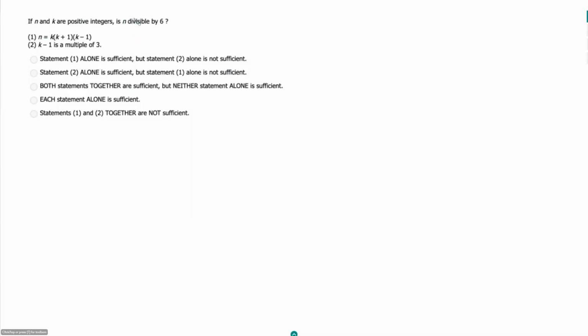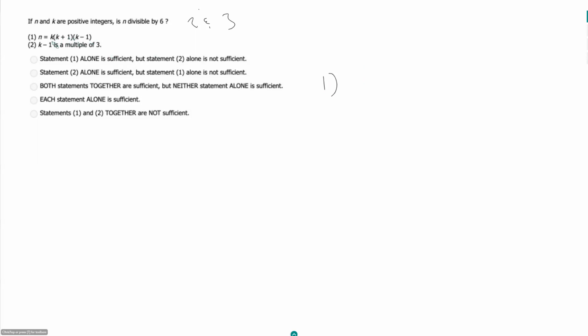If we want to know if n is divisible by 6, that's really saying is n divisible by 2 and 3. Other than that, I don't know anything about this k here. It looks like they don't mention it till here. So let's look at the statements.